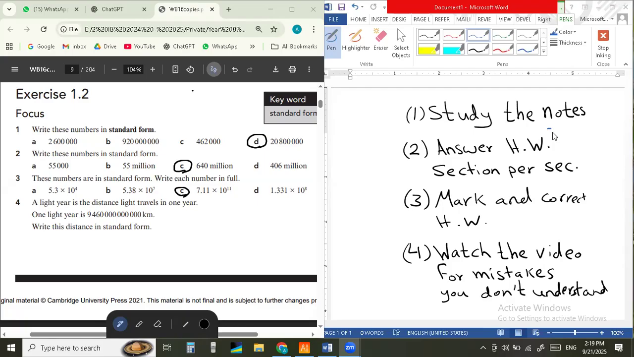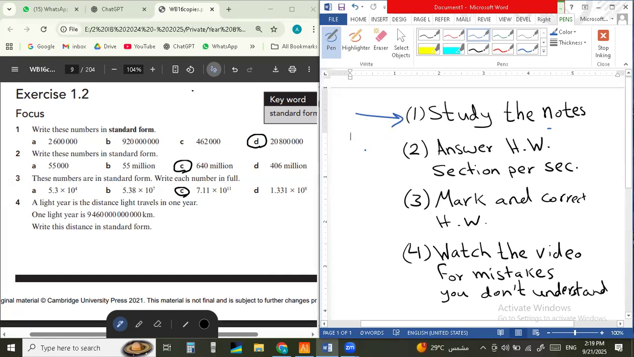We're going to discuss all the questions in this homework, but before you watch the video and before we proceed, I would like you first to remember what you're supposed to do. First thing that you're supposed to do is just to study the notes that you already have. The second thing is to answer homework section per section. So you divide the homework into sections.